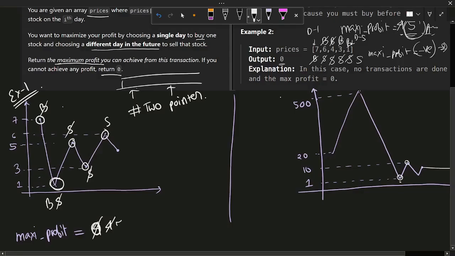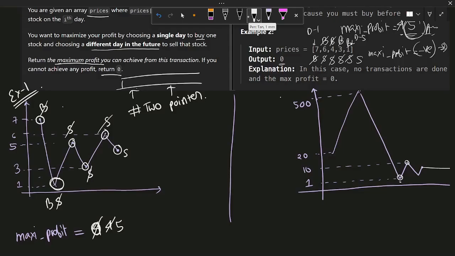So our maxi profit is again 5. Shift the sell to the last value. Last value, it is 5. 5 minus 1, which is 4, which is not the greatest value. So our maxi profit will be 5.